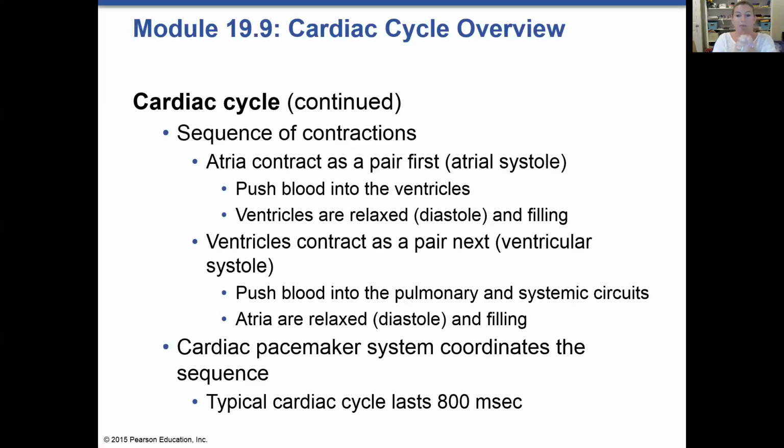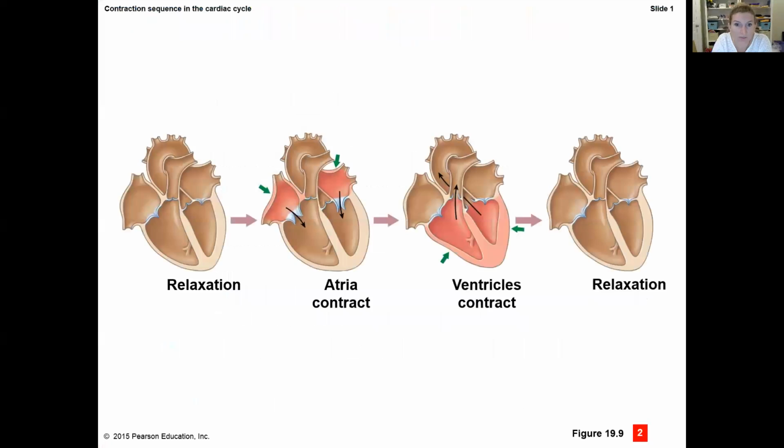Okay. So there is actually a pacemaker system that is coordinating all of these efforts. And that's where we bring in the EKG and that kind of electrical component to the cardiac cycle. The typical cardiac cycle is about 800 milliseconds long. So this diagram here shows it all in action.